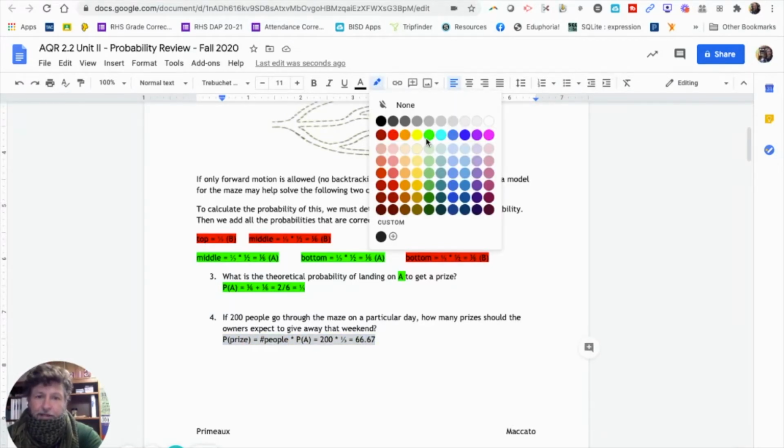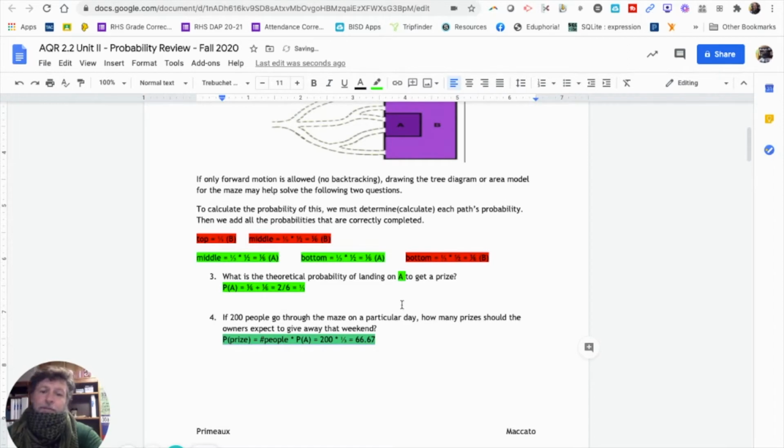Now, hold on a second. How do you give 0.67 prizes away? Well, here's how you fix that. What you want to do, you want to make sure that you actually give away a whole number. So let's make that 67. We're going to round up to 67, okay? So 67 pumpkins given away. Make sense? All right, let's look at the next question.